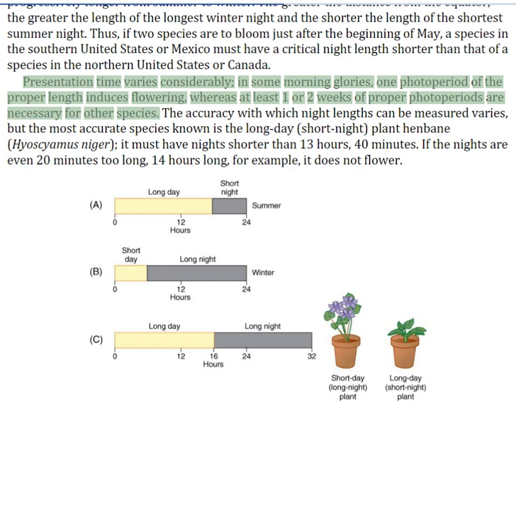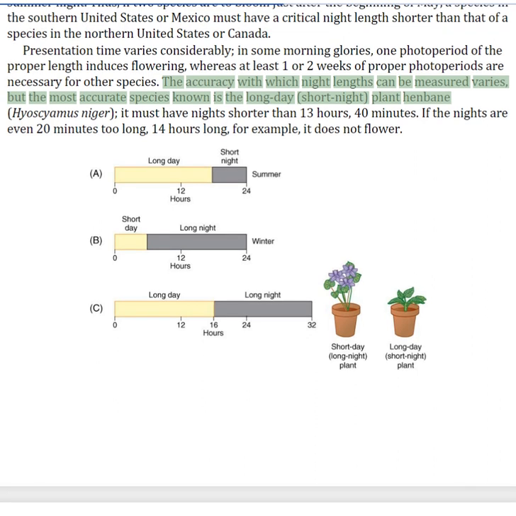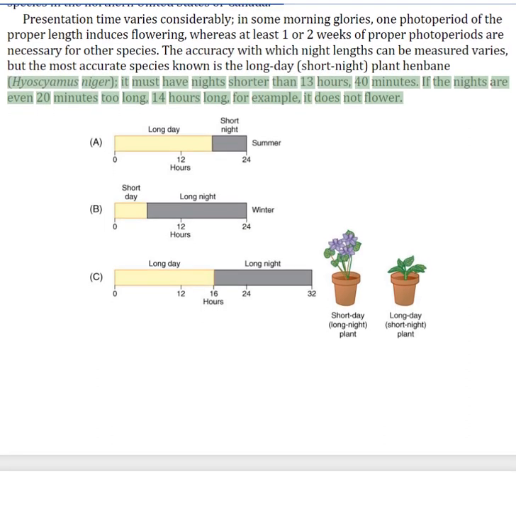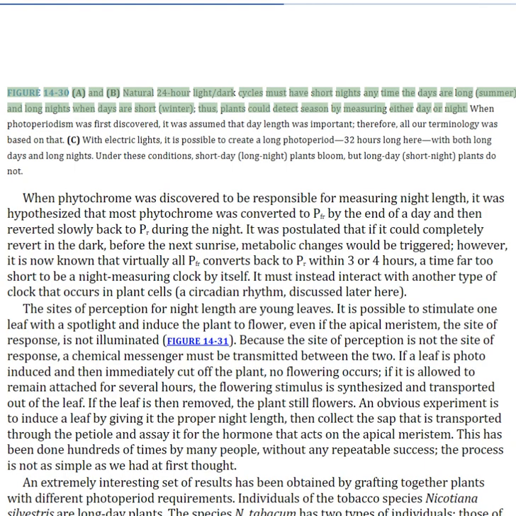In some morning glories, one photoperiod of the proper length induces flowering, whereas at least 1 or 2 weeks of proper photoperiods are necessary for other species. The accuracy with which night lengths can be measured varies, but the most accurate species known is the long day plant henbane. It must have nights shorter than 13 hours, 40 minutes. If the nights are even 20 minutes too long, 14 hours long, for example, it does not flower. Figure 14.30: In natural 24-hour light-dark cycles, plants must have short nights any time the days are long and long nights when days are short. Thus, plants could detect season by measuring either day or night.